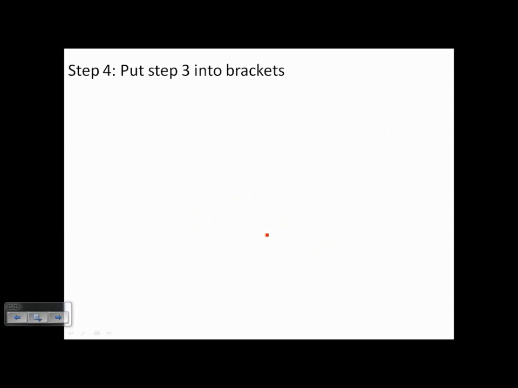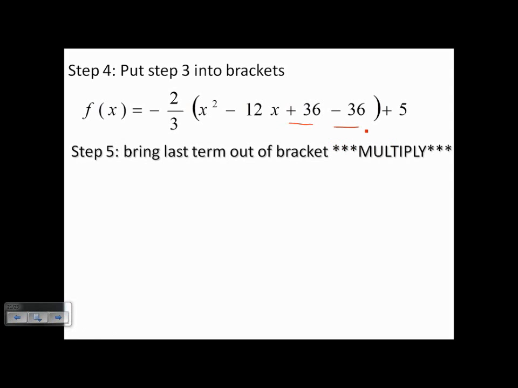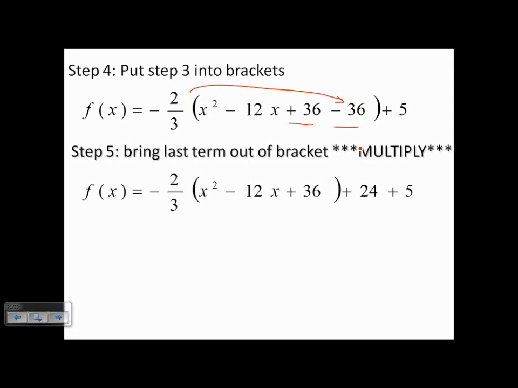Step 4. Put that 36, that answer we just got, into the bracket. So I add 36, and I subtract 36. Nice and easy. Next step. Take that last 36. I wanted to get it outside the bracket, which means I need to multiply it by negative 2 over 3. Multiplying it, so it's a negative times a negative, it's definitely going to be a positive, then it's going to end up being positive 24.